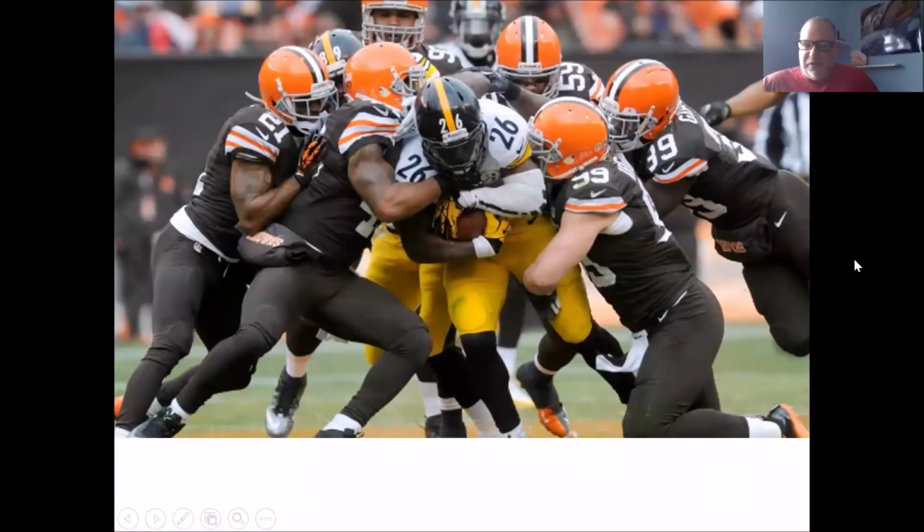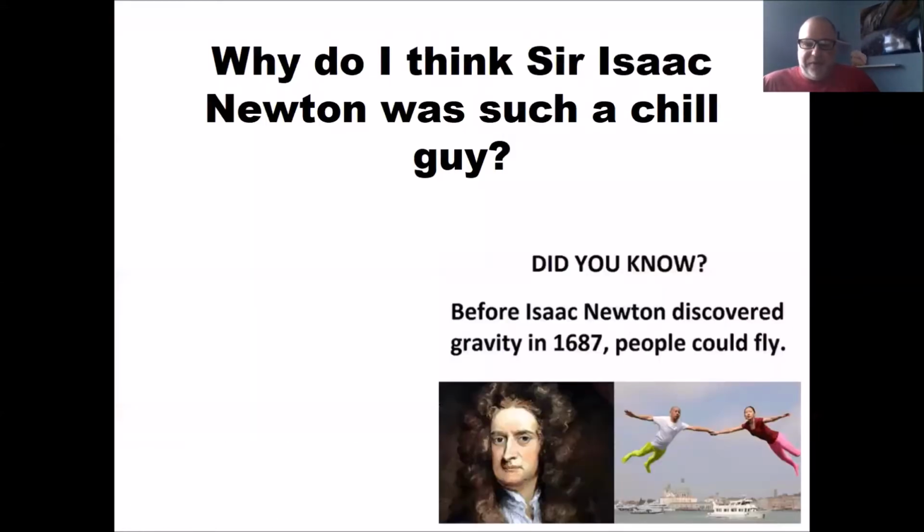Here's another unfortunate picture. If you have several football players all tackling one football player, that's not equal, right? But the reaction is going to be the same. It's going to be the force of this player plus this player plus this player plus this player plus this player, all imparted to the one football player. And the result's not going to be good for the one football player, right?